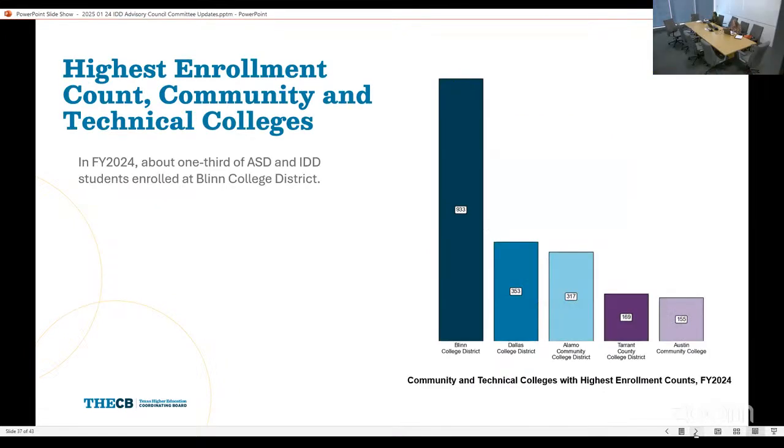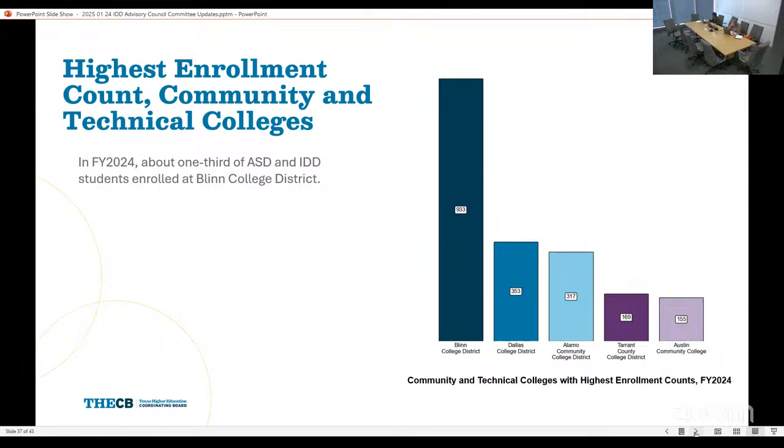Okay. Next slide, please. Oh, we need to do this slide. Sorry. Highest enrollment count, community and technical colleges. In 2024, about 1/3 of ASD and IDD students enrolled at Blinn College District. Okay, Blinn was 999, Dallas 353, Alamo 317, Tarrant 169, Austin 155.